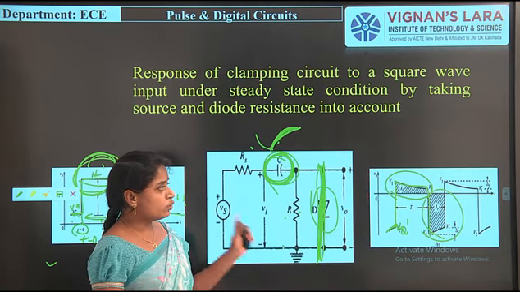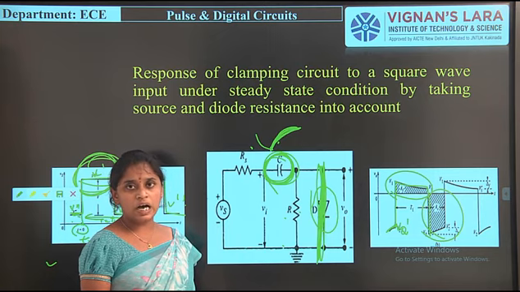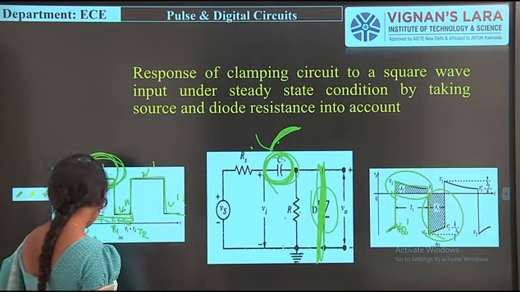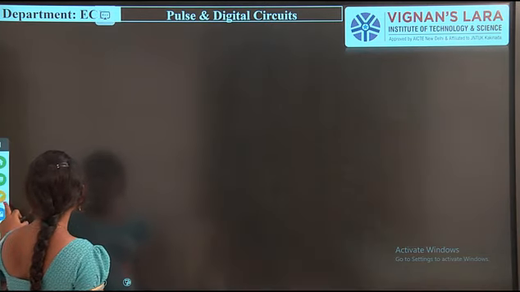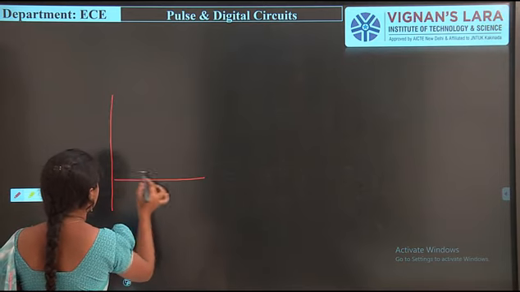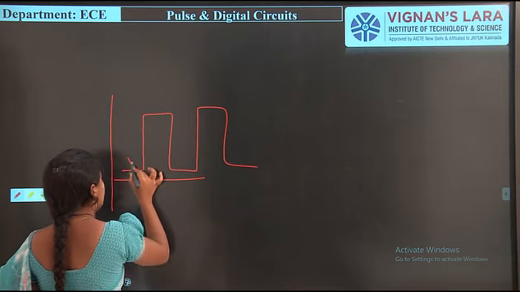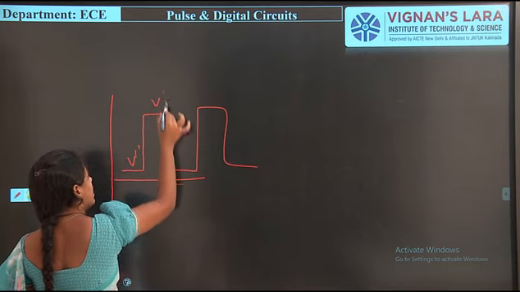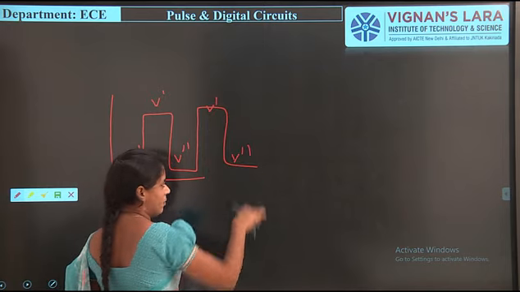Again, I have to draw the input and output waveforms, and based on that we have to observe the conditions. The input waveform will be V double dash and V dash and V double dash, and this one is V dash and this one is V double dash.